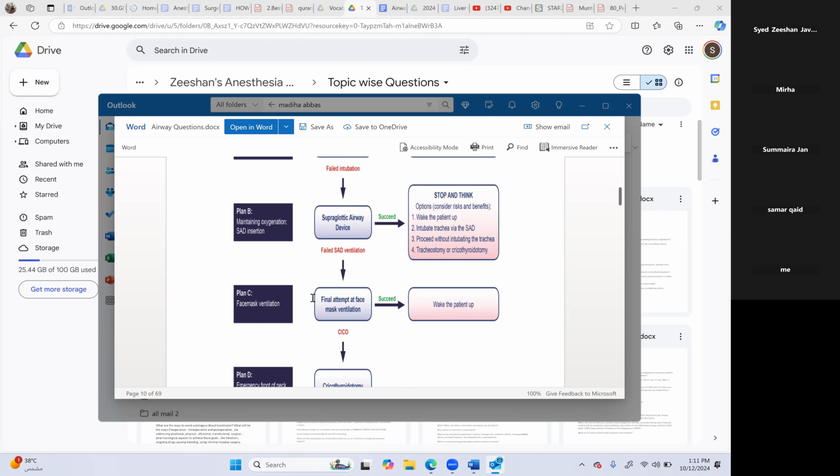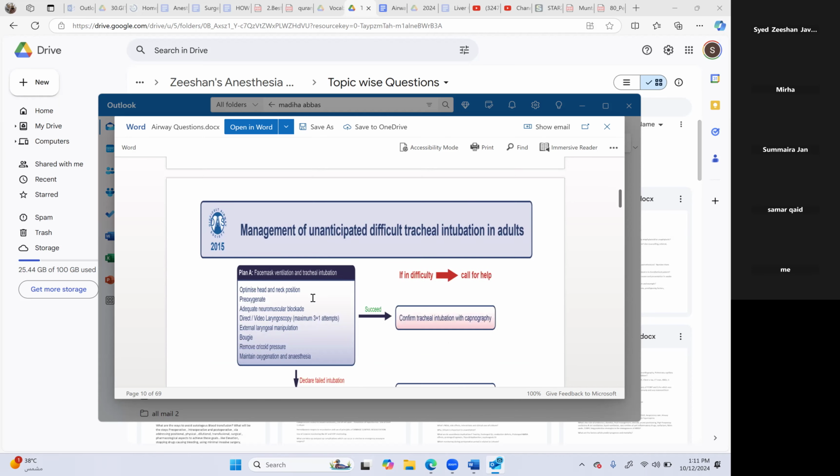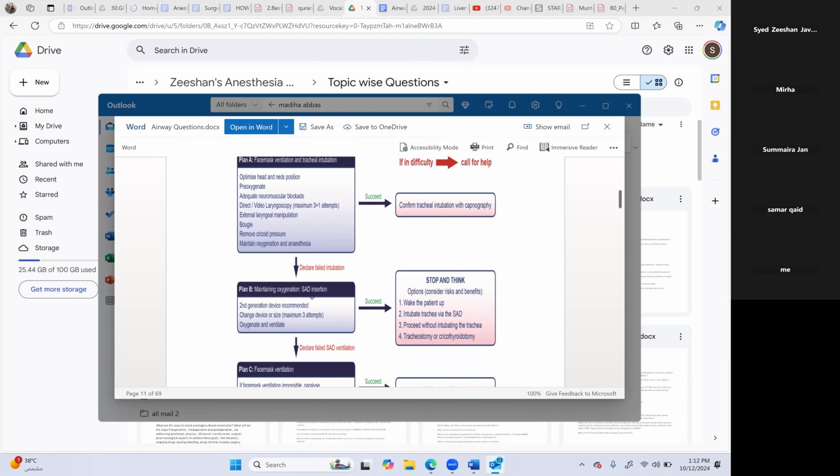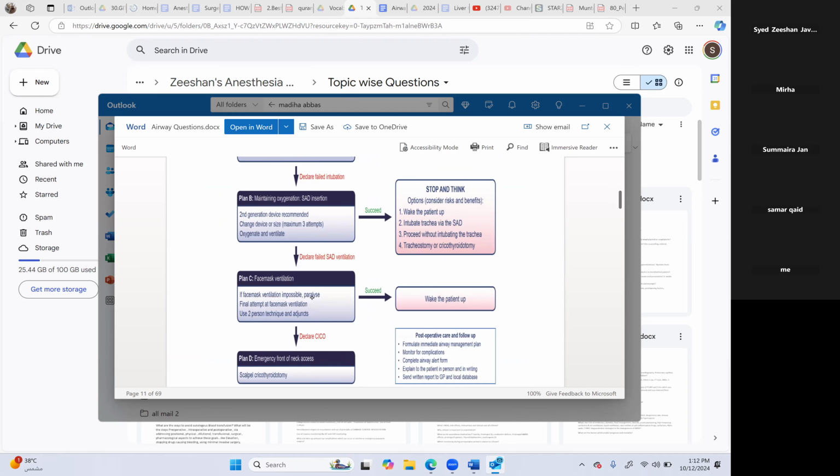So you see that they will optimize head and neck position, pre-oxygenate, ensure adequate neuromuscular blockade, do direct laryngoscopy, use the external BURP maneuver, backward, upward, rightward pressure, and use of bougies, stylet. Sometimes you see remove cricoid pressure. Cricoid pressure is sometimes creating more disadvantage than any advantage.